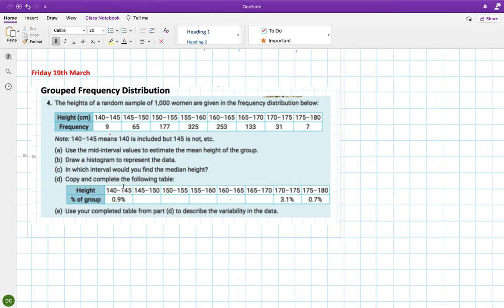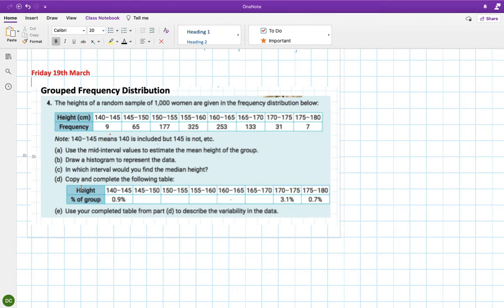So this was the very, very last thing in statistics. Where is it? Here it is. Okay. So the heights of a random sample of 1,000 women are given in the frequency distribution table below. We have heights ranging from 140 centimeters to 175 centimeters. Use mid-interval values to estimate the mean height of the group.